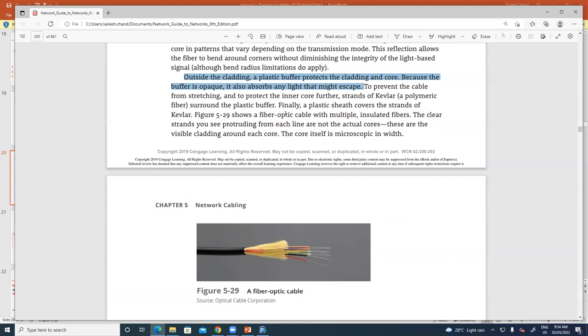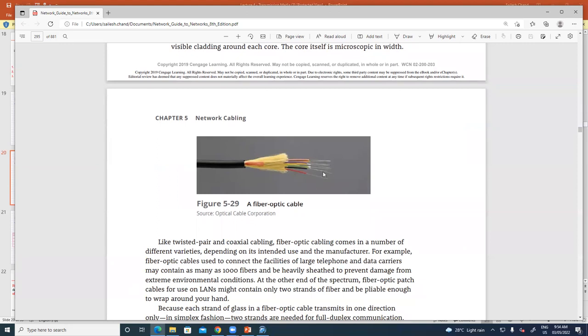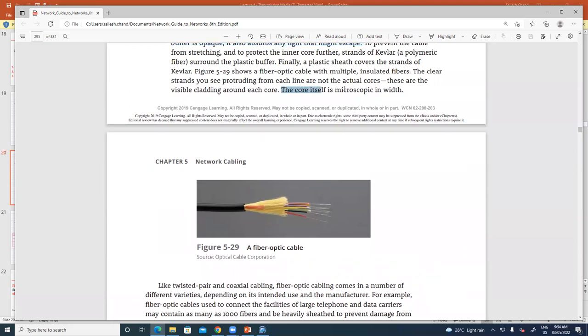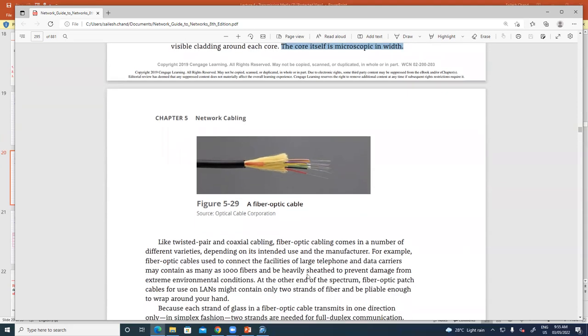This figure here shows a fiber optic cable with multiple insulated fibers. The clear strands you see protruding from each line are not the actual cores. These are the visible cladding around the core. Now, these little pins, the wire type of thing you see, it says this is not actually the fiber. This is the cladding. The core itself is microscopic in width. What does that mean? That means you will need a microscope to see that. So if you are seeing it with bare eyes, that means they're not the core. So the core is basically inside this cladding. So very thin, actually.